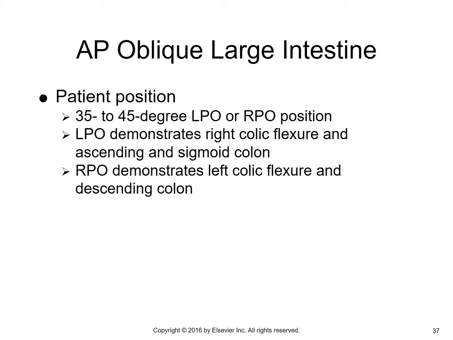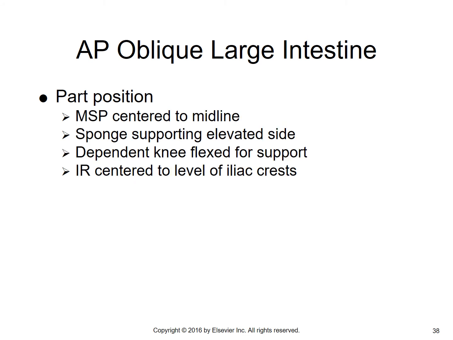So as I mentioned, the LPO, which is the reverse of the RAO, would demonstrate the right colic flexure, hepatic flexure, and ascending and sigmoid colon. And then the RPO, which is the reverse of the LAO, demonstrates the left colic flexure, splenic flexure, the descending colon. You're going to have that MSP centered to the midline, sponge supporting the elevated side, dependent knee is flexed for support, IR eccentric, once again to the iliac crest.